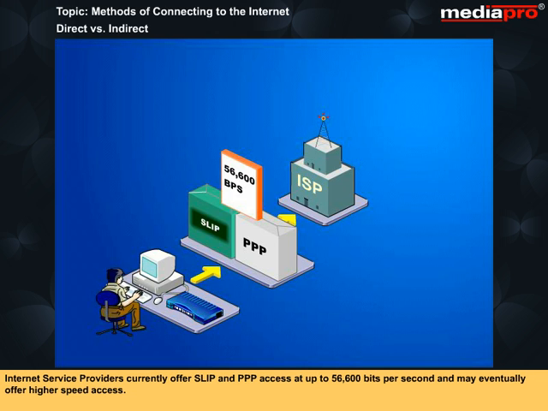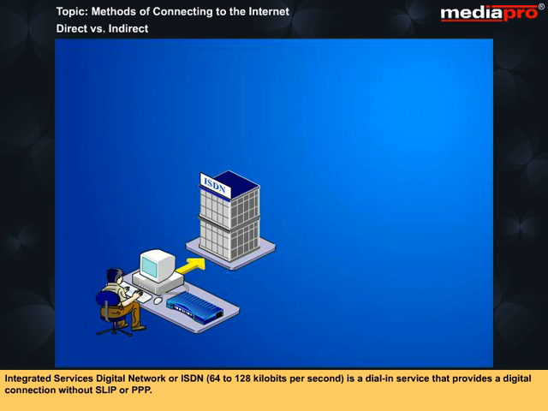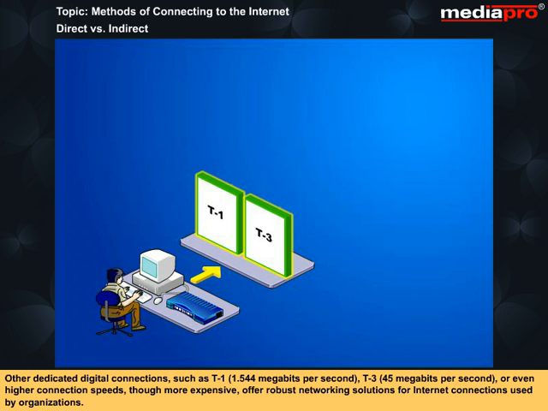Internet service providers currently offer SLIP and PPP access at up to 56,600 bits per second and may eventually offer higher speed access. Integrated Services Digital Network, or ISDN, 64 to 128 kilobits per second, is a dial-in service that provides a digital connection without SLIP or PPP. Other dedicated digital connections, such as T1 1.544 megabits per second, T3 45 megabits per second, or even higher connection speeds, though more expensive, offer robust networking solutions for internet connections used by organizations.